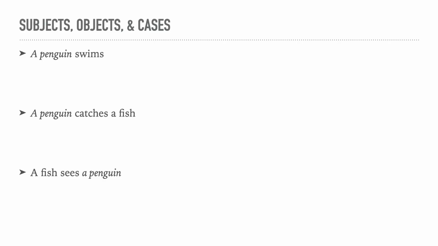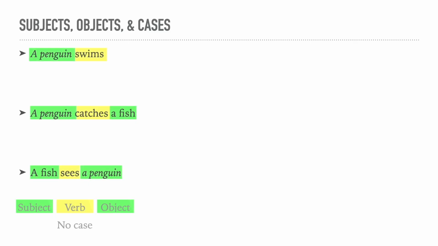I've made the subjects and the objects green and the verbs yellow, and we can see that whether you're a subject or an object, whether you're doing it or receiving it, you're not going to change. And that indicates that there's no case on most nouns other than pronouns in English. We don't have case at all. We rely entirely on sentence structure.